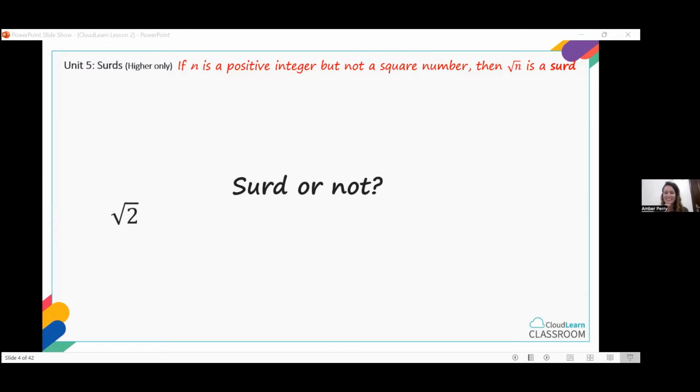Excellent. So if you think it's a surd, click on surd. And if you think it's not a surd, click on not a surd. So remember, a surd is a positive whole number, but not a square number.